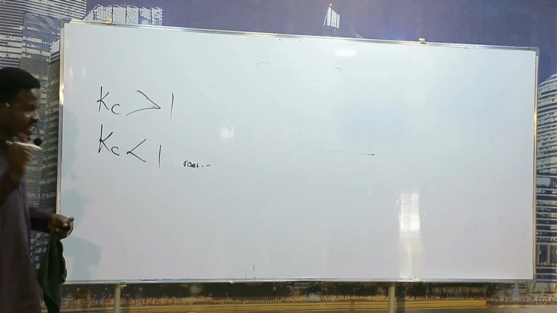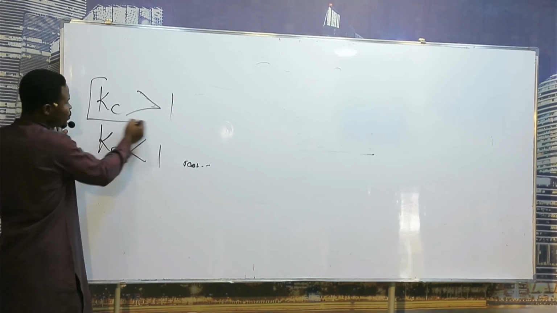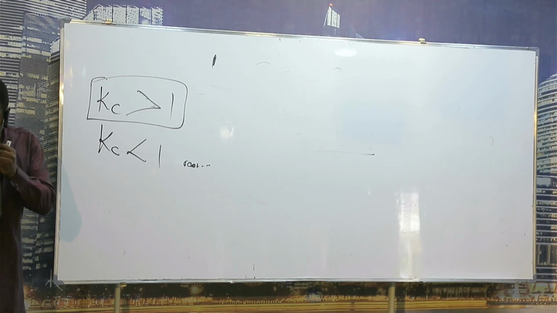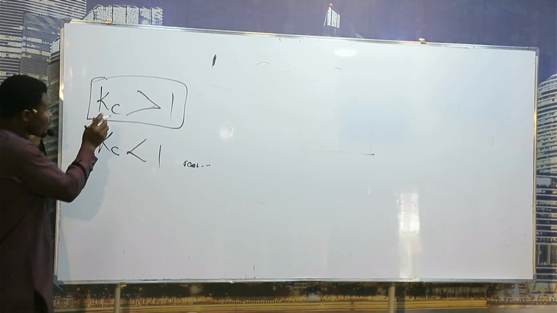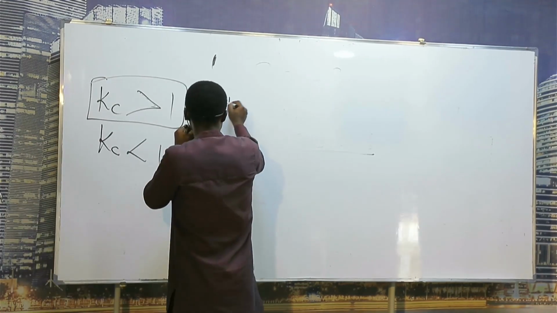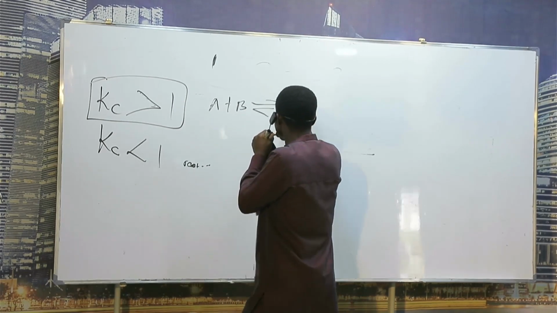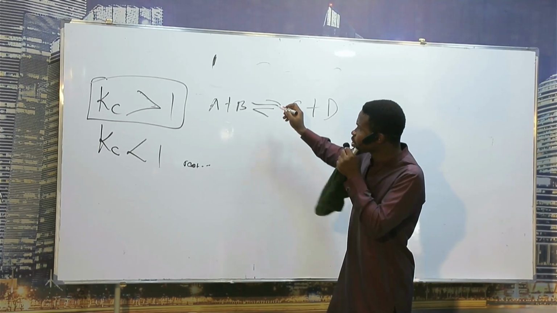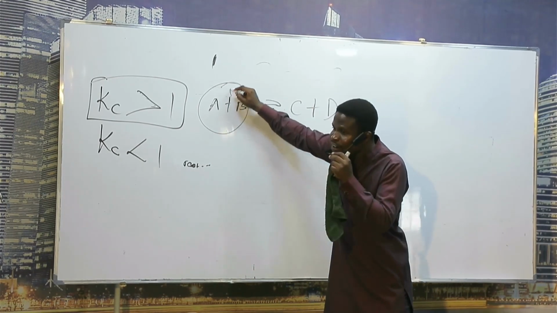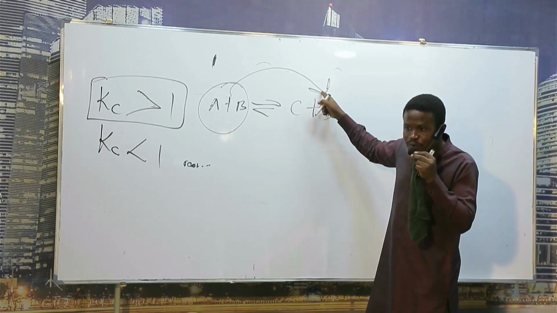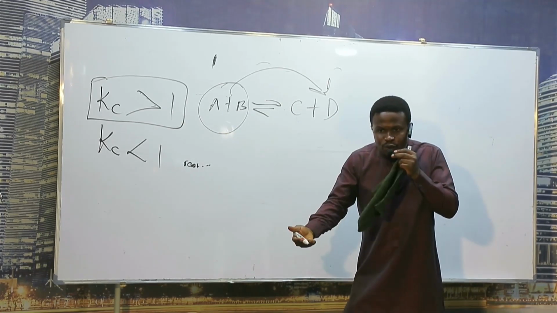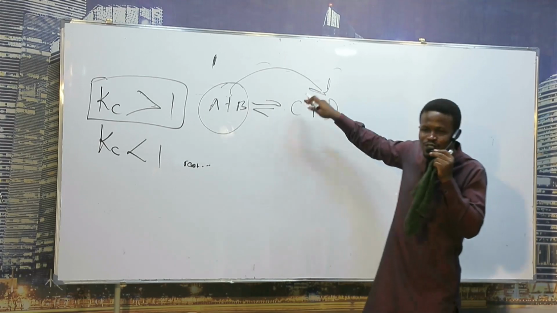Now we talk about the magnitude of Kc. Listen. If the Kc value is greater than 1, and 1 is unity, it means that more of A and B react to give us C and D. More of the reactants have been converted into products before equilibrium is achieved. Before they achieve equilibrium, much of A and B has been converted to C and D.